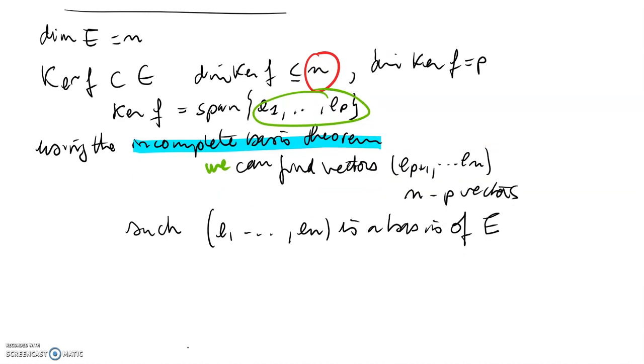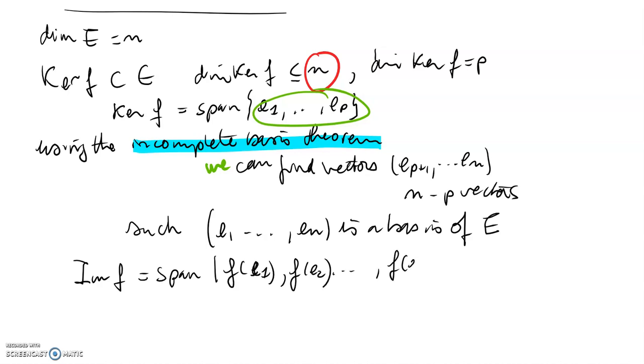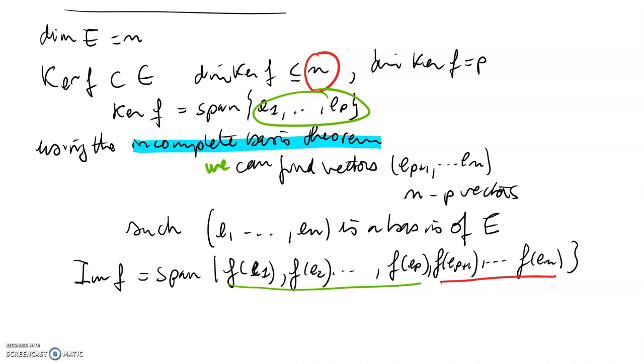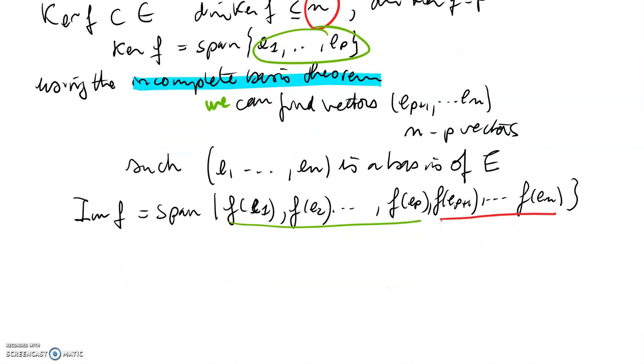Okay, so let's see what we can do with this. Then, as you know, the image of F is just going to be spanned by the image of the vectors of a basis. Okay, so F of E1 up to F of En. The fact that I have my basis in two parts, one part from E1 to Ep and a second part from Ep+1 to En, doesn't change the fact that the image is going to be spanned by this system.